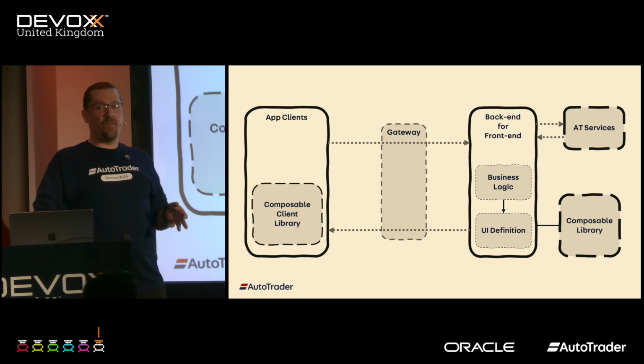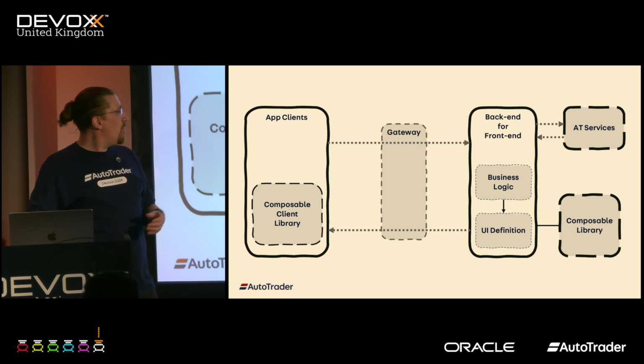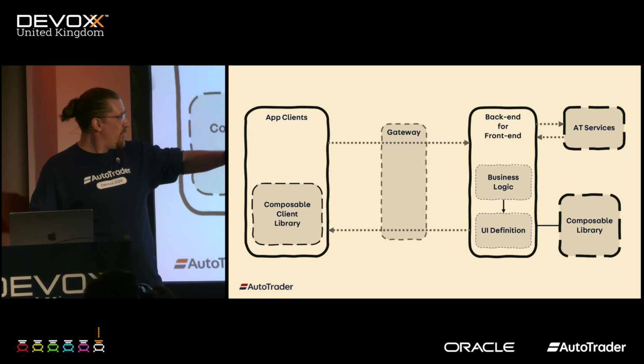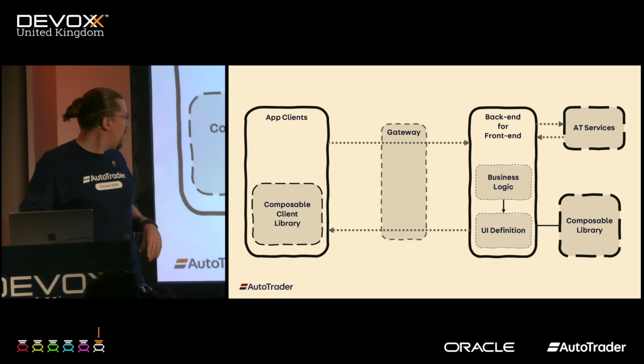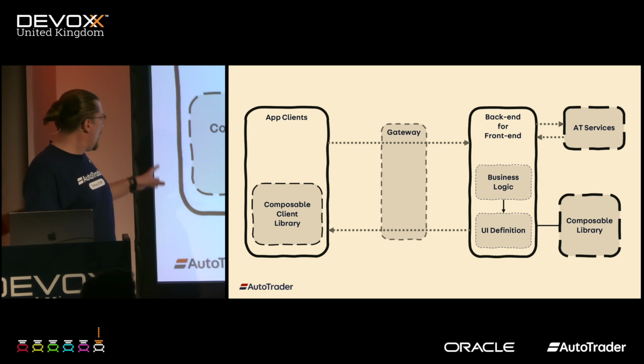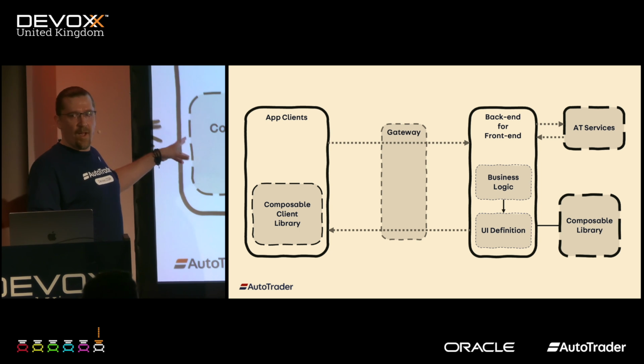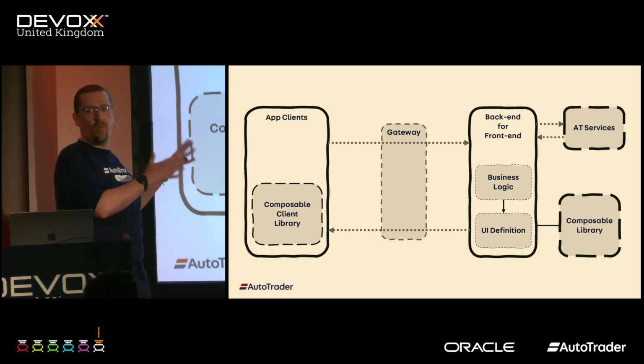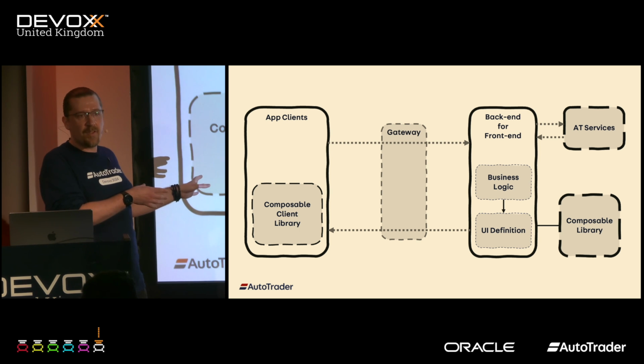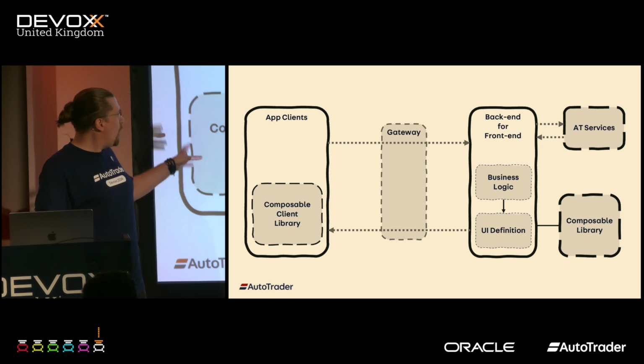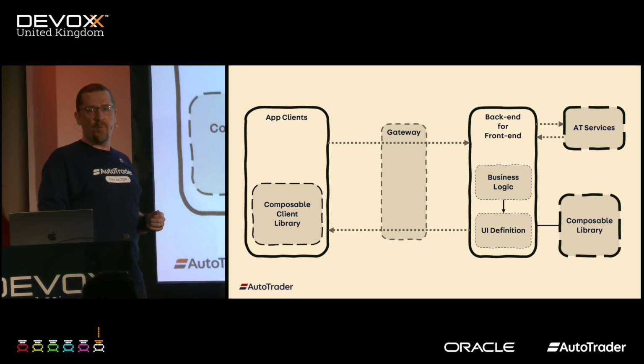Within that backend for front end, as you saw in the diagram before, that's got the business logic and the UI definitions. It's got our server-driven UI library in the background, and the app clients each individually have a client library. So we still have to do client releases. We've not got away from that. But we can render a whole lot of stuff from the server.